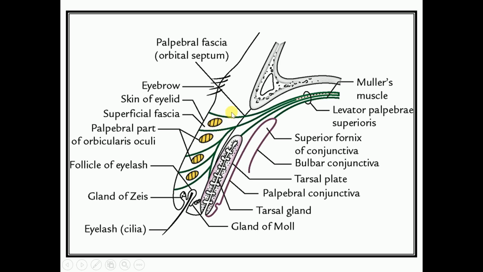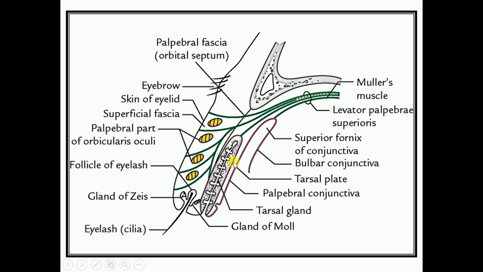Then deep to this there is the palpebral fascia. It is a thin membrane which connects the bony orbital margin to the inner aspect of the eyelids. That forms the orbital septum or palpebral fascia. Now deep to this there is the skeleton of the eyelids that forms the tarsal plates. They are the two tarsi, upper tarsal plate and lower tarsal plate. They are nothing but condensed fibrous tissue which provides stiffness to the eyelids, present on the margin of the eyelids. These are the tarsal plates.